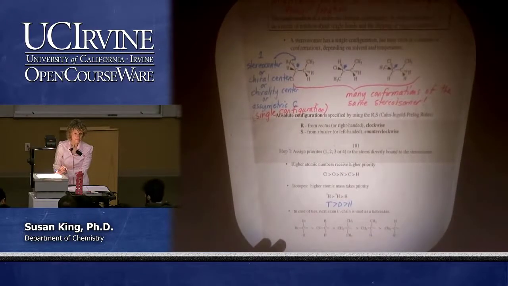Why does carbon-chlorine have higher priority? Because chlorine has a higher atomic number than carbon. So we're looking at the first point of difference here.